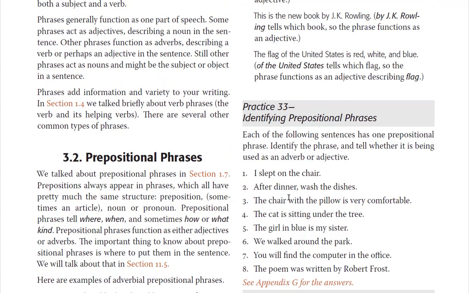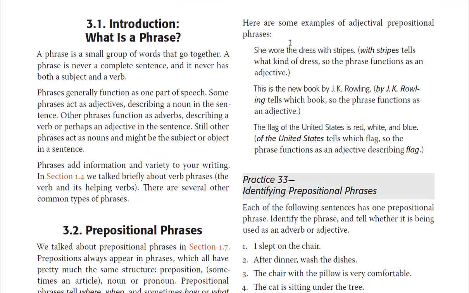So here are some examples of adjectival prepositional phrases. She wore the dress with stripes. With stripes is a prepositional phrase, and with stripes tells what kind of dress. So the phrase functions as an adjective.